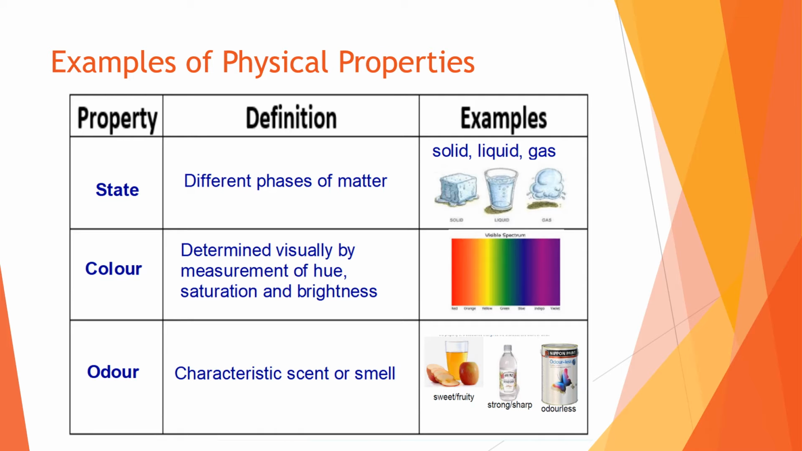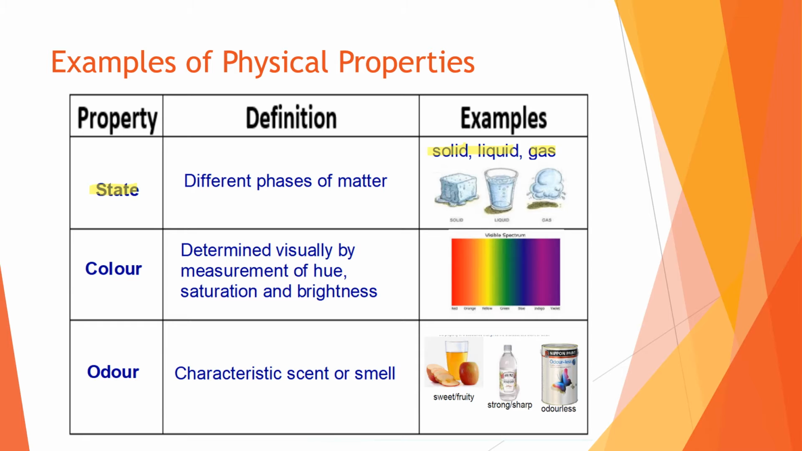Okay, so we're going to go through a whole bunch of different physical properties. I'll describe their definition and provide you with an example for each. So here we see state, by definition, different phases of matter. So we learned matter is anything that has mass or volume, takes up space. It's made up of particles, and these particles, specifically the most basic unit we know is atoms. And the different states of matter are solids, liquids, and gases.